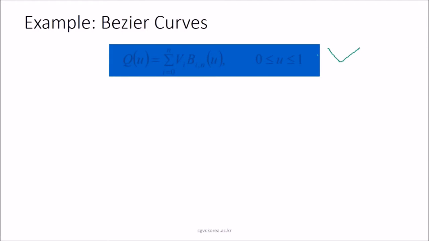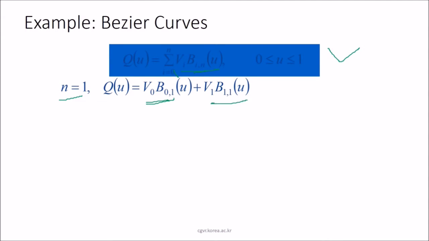The expression we have just noticed is Q(u) is equal to sigma V_i B_i^n(u), i from 0 to n. So in these Bezier curves, if we put n equal to 1, Q(u) will become V0 B_0^1(u) plus V1 B_1^1(u). For i equal to 0 this value will become this, and for i equal to 1 this will become this. So this is the Bezier curve for n equal to 1.